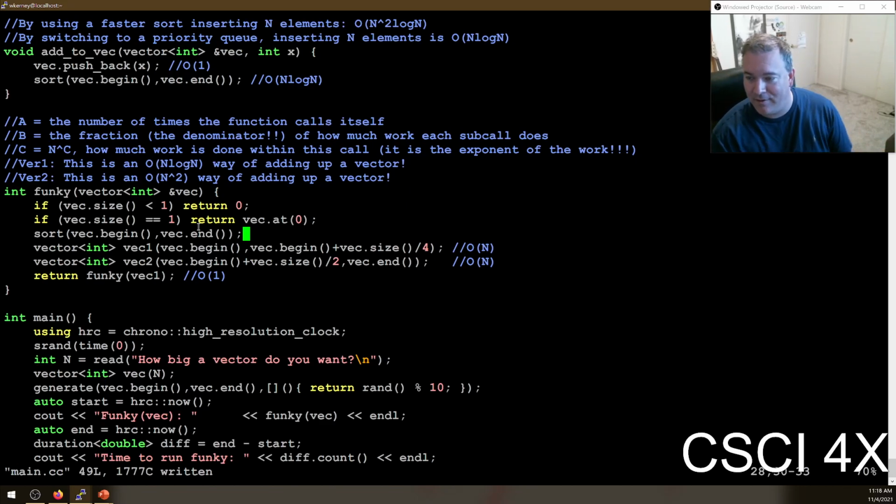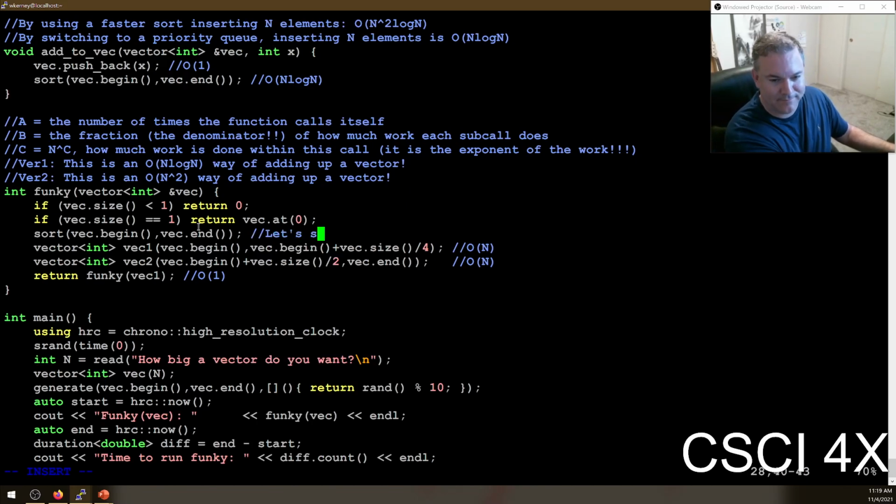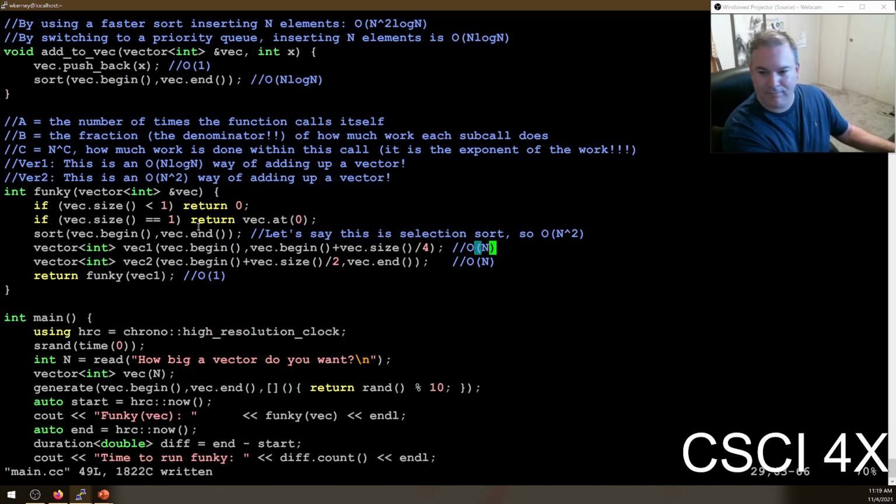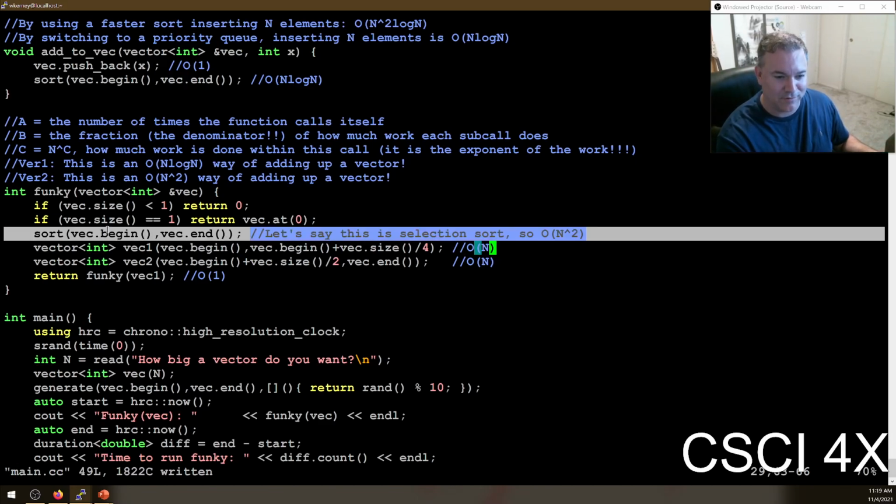Okay, what's the running time of this? Let's say that this is the dude's code who's doing selection sort for like an order n squared sort.